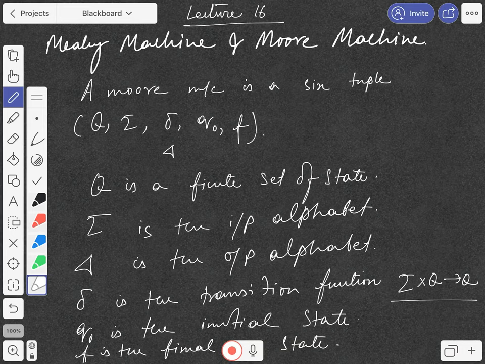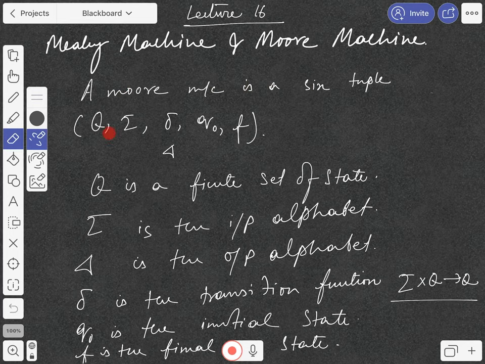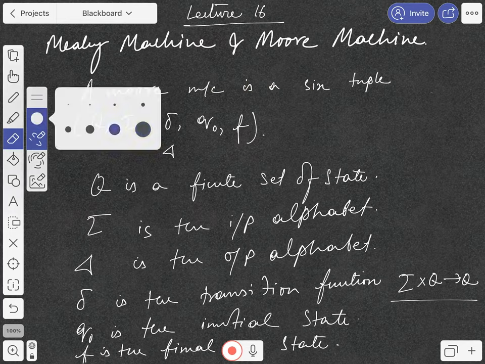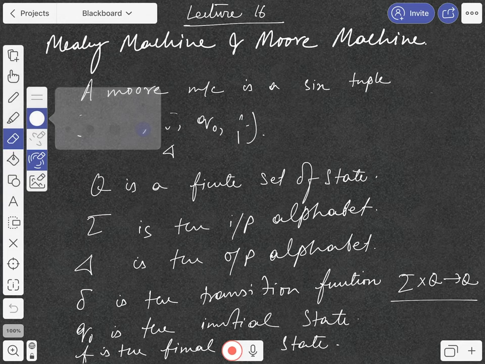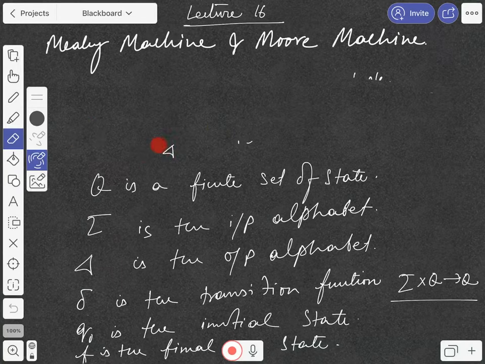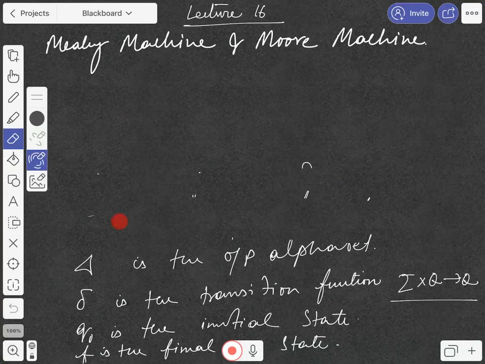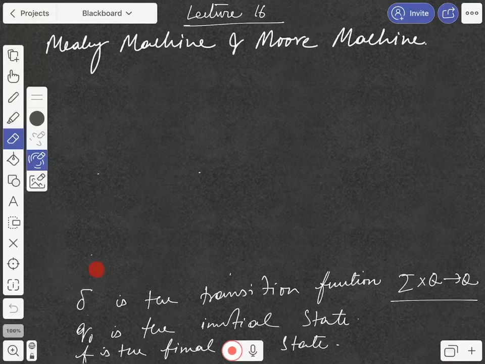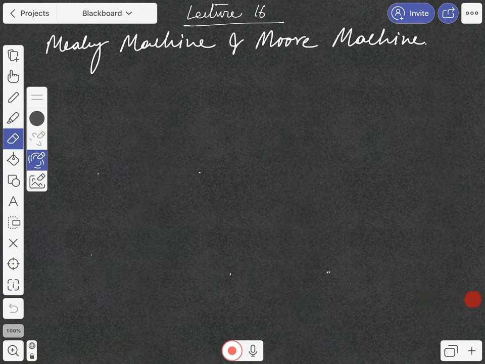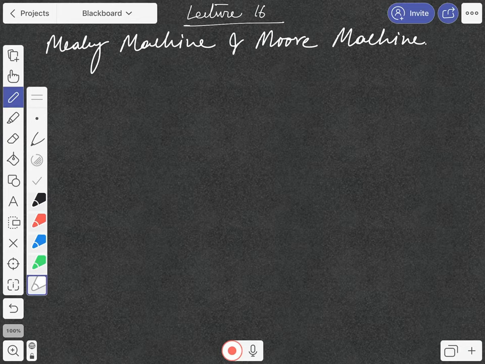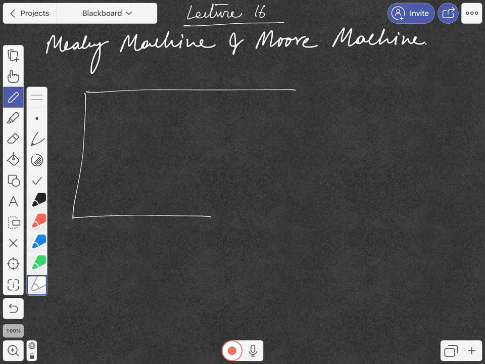Now let us show through an example which one is the Mealy machine and which one is the Moore machine. Let us draw a state table.